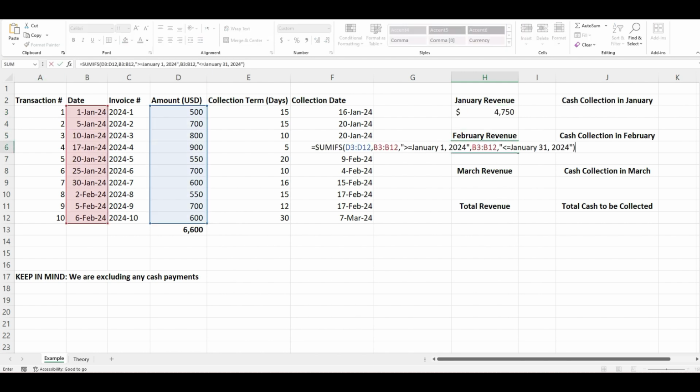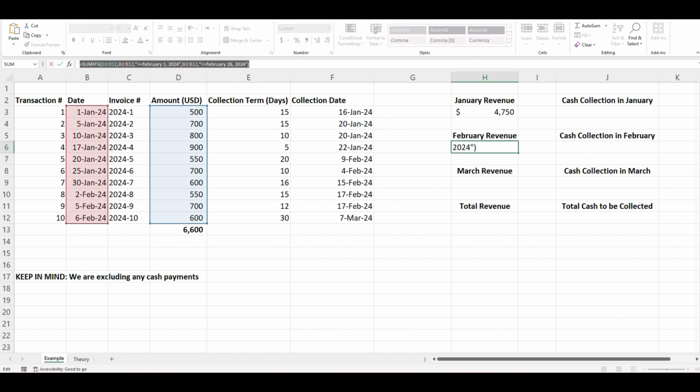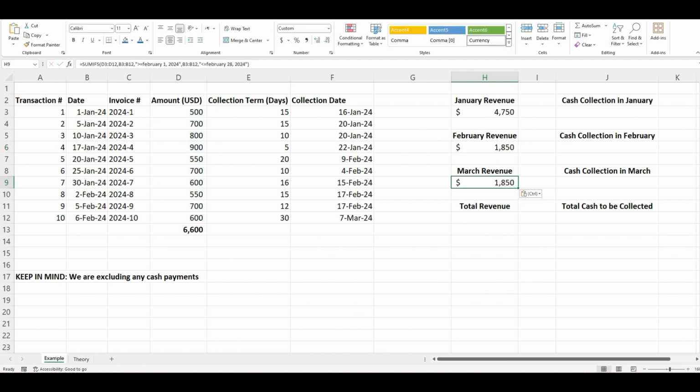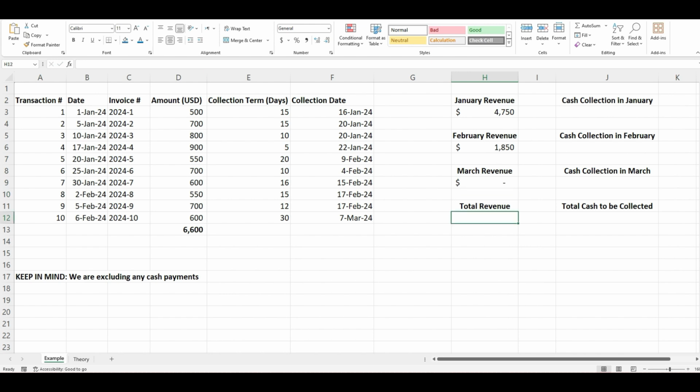We do it for February. We just change the dates. So this will be February 1st, 2024 and February 28, 2024. We do this for March also. We change the date to March 1st and March 31st. Now to double check, we add the revenue for all 3 months. I missed a cell.